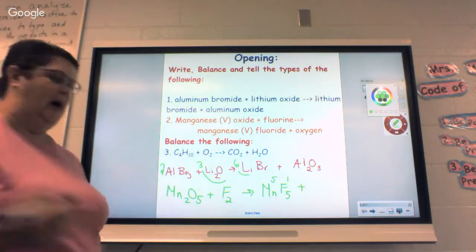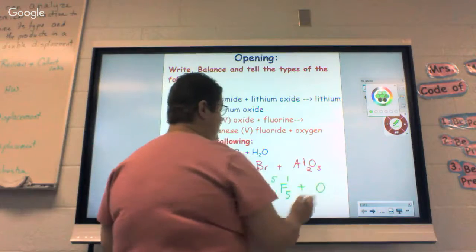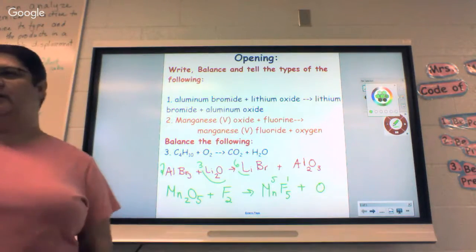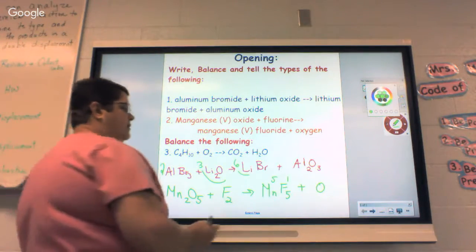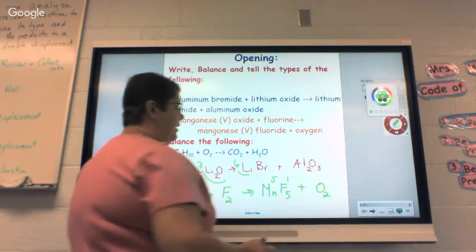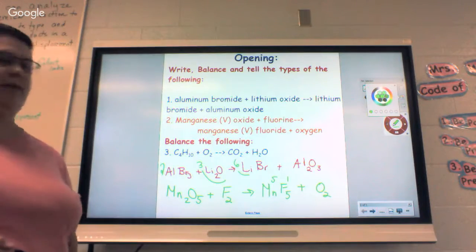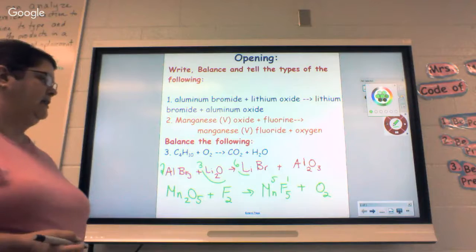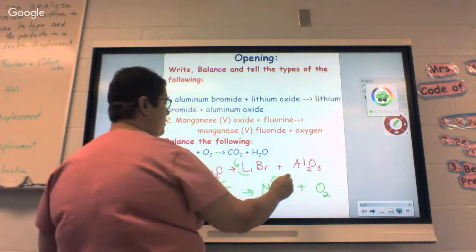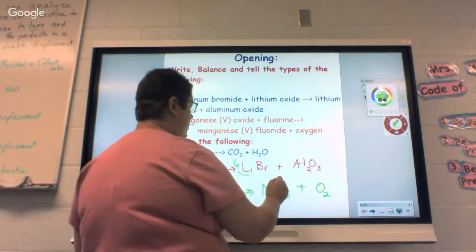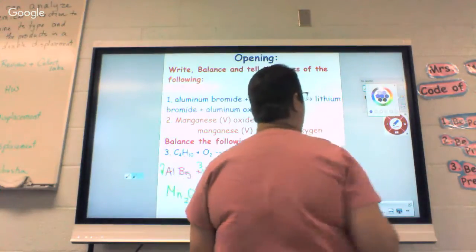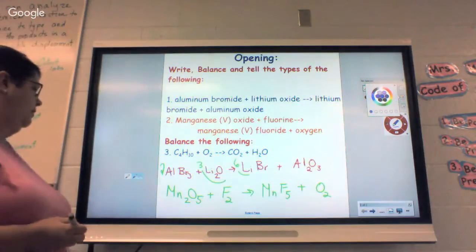Plus oxygen. Oxygen again is an element. Is it one of the 7 elements? It gets a 2, because again, elements don't get anything unless they're one of the 7. All right, is it balanced? No. All right, so if I balance it, what do you want to start with?